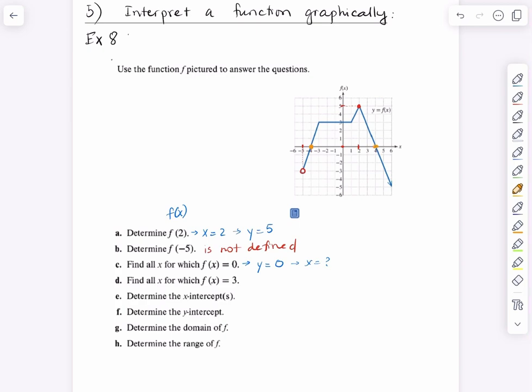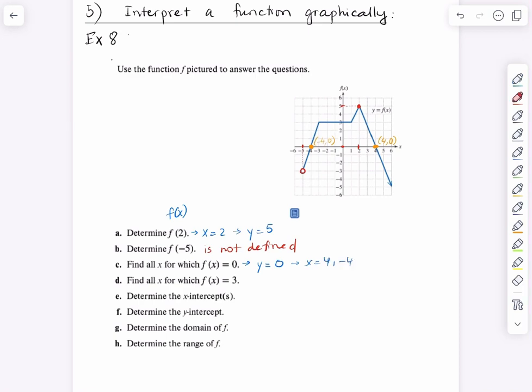So coordinates for this point is negative 4, 0. As you can see, y is 0 there. And the coordinates for this point is 4, 0. So when y is 0, x equals two values, 4 and negative 4.